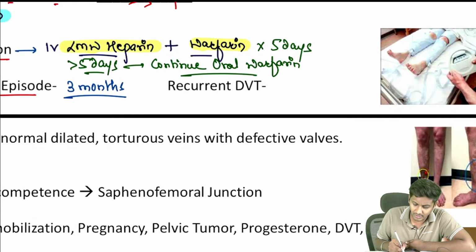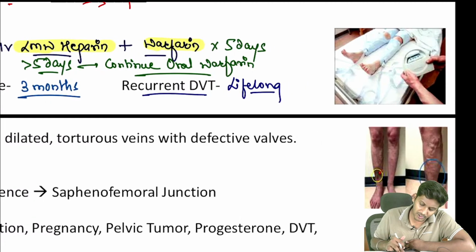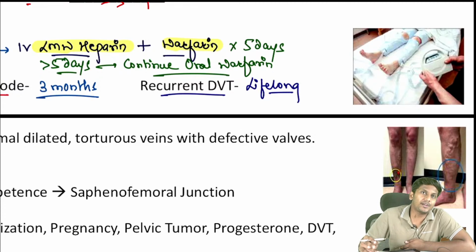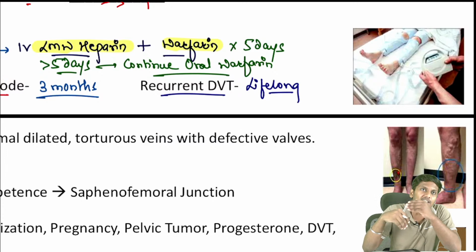And if it is a case of recurrent DVT, that means the patient has come to you the second time or third time with DVT, then you have to continue warfarin lifelong. Either you can give lifelong warfarin in the patient, or if you want to prevent, because if this patient is developing DVT on a recurrent basis, there are very high chances, कि चलो अभी तो DVT है, but there are very high chances that this patient can develop pulmonary embolism.